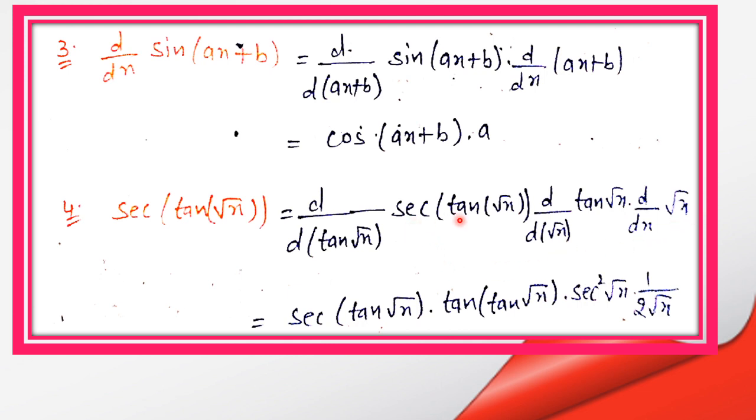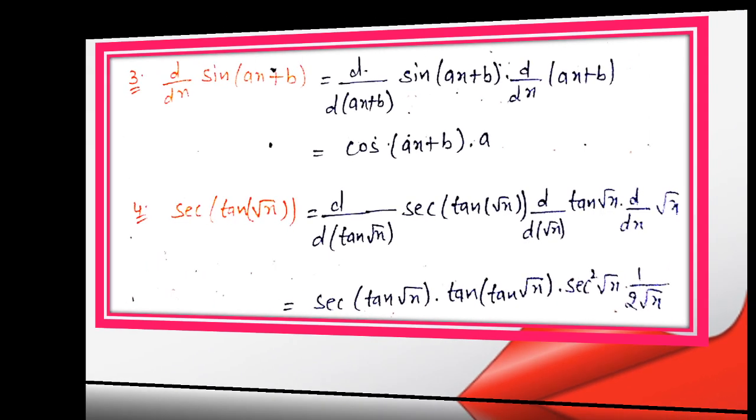So what is the derivative of sec x? Sec x tan x. Then into tan x, what is the derivative? Sec square x. Then root x, what is the derivative? 1 upon 2 root x.